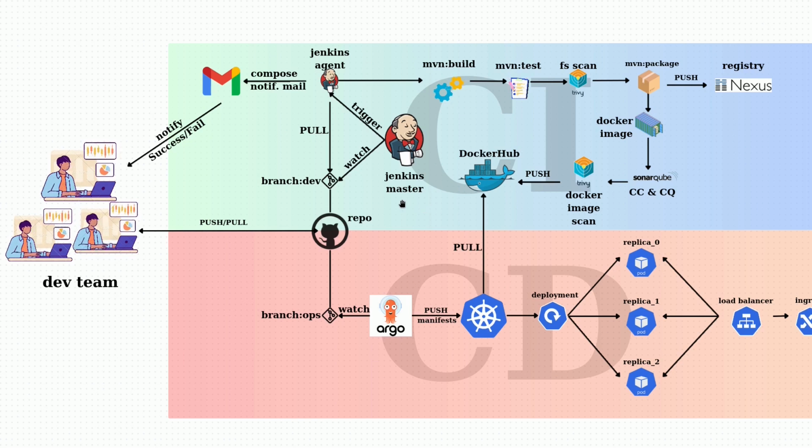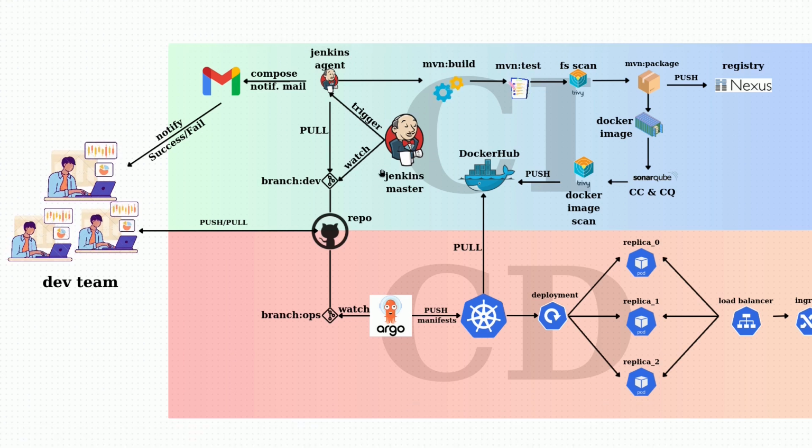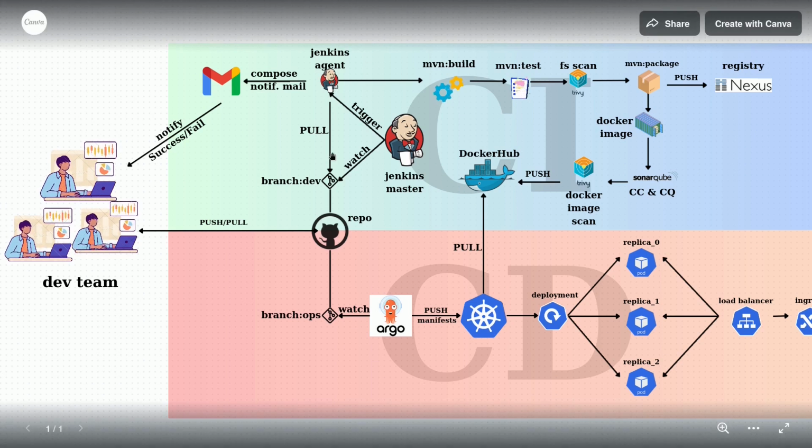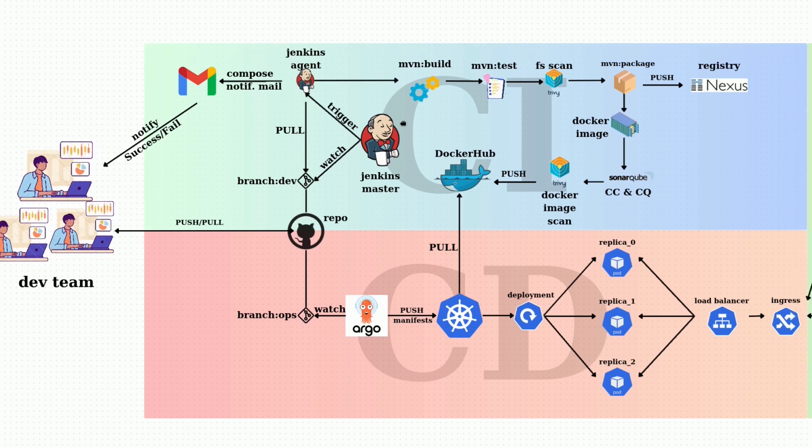In the CI part, we have a main actor that is Jenkins. But as you can see, we have two Jenkins instances. One is for the master and one agent that is responsible for pulling the latest code changes from the dev branch. So once a commit is pushed, Jenkins will monitor the dev branch. Then it triggers the Jenkins agent, and the Jenkins agent pulls the latest changes. Then it takes the code and starts to build our application.